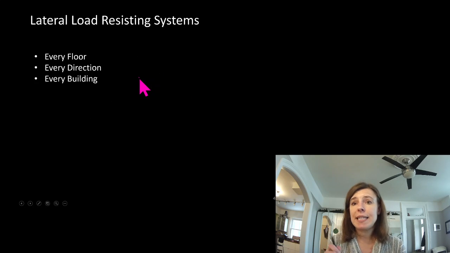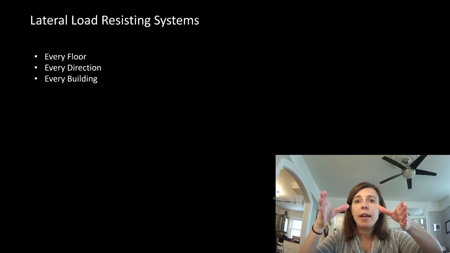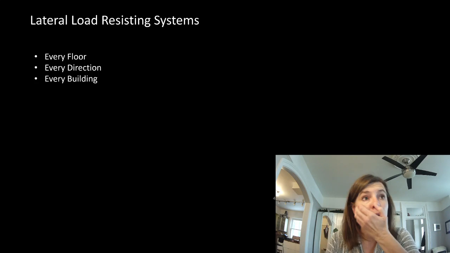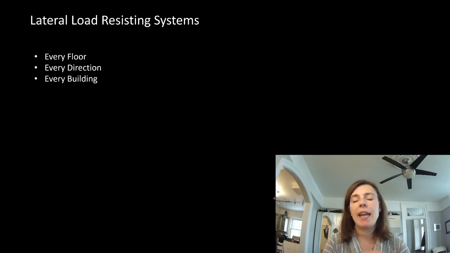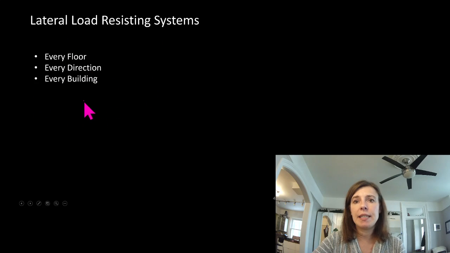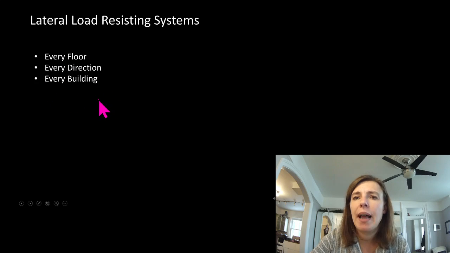So let's move on to the second part of our lecture, which is lateral load resisting systems. This is what keeps your building from tipping over. So we need lateral load resisting systems on every floor, in every direction of every building. I can guarantee you that this is a question on the exam. I have done this question where this is the only answer, and people haven't believed me and haven't answered it.